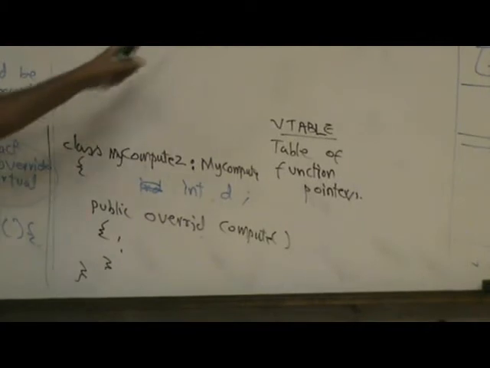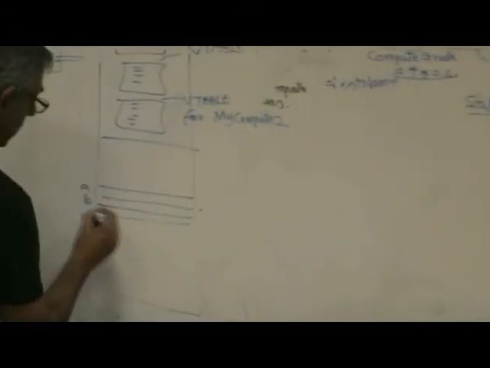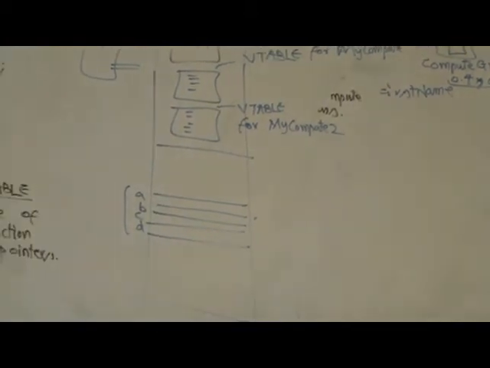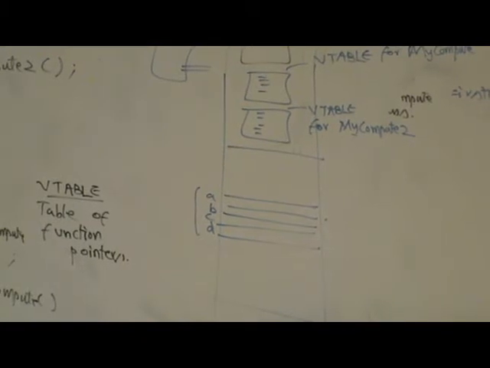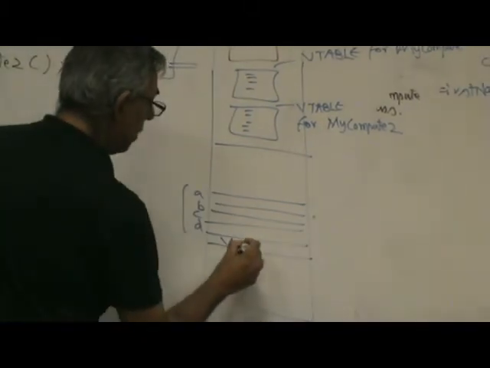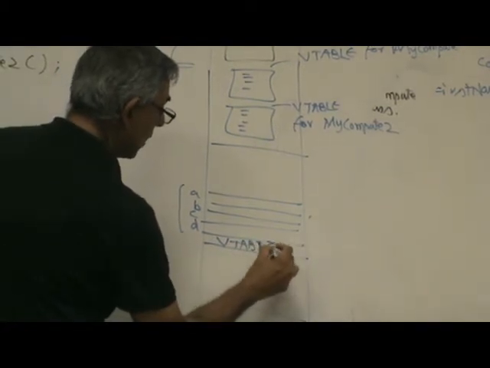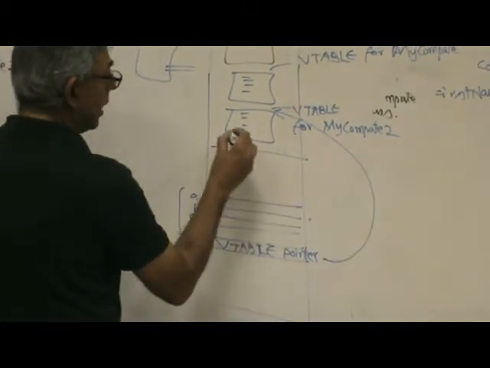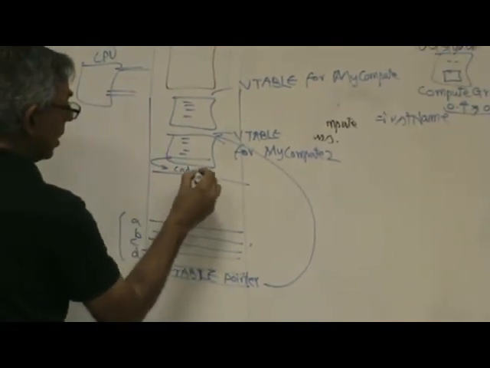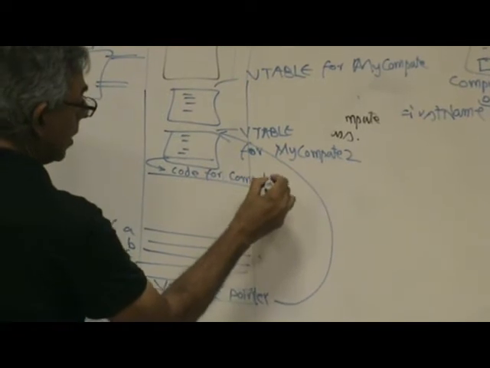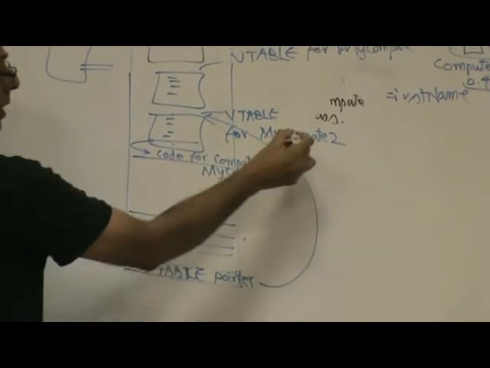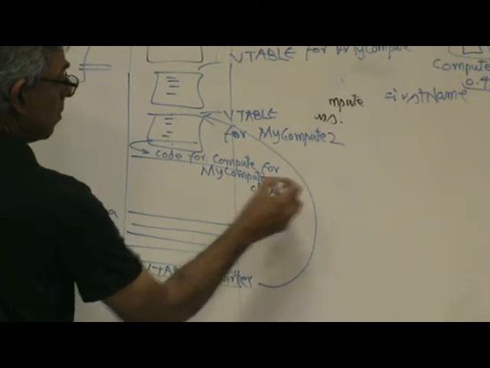Okay, so how much memory will it allocate now? A, B, C, D. So it will allocate A, B, C, D, right? Is that all the memory it will allocate, or will it allocate one more? One more vtable pointer. And where will that vtable pointer be pointing to? To this one, right? And the last entry over here will point to the code for compute for the MyCompute2 class, correct? Because this vtable is for MyCompute2, correct?